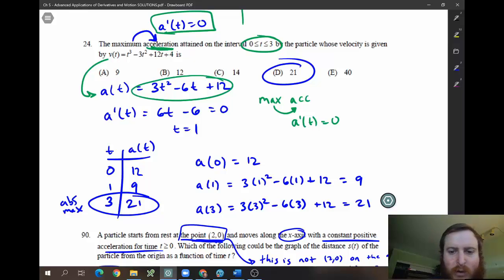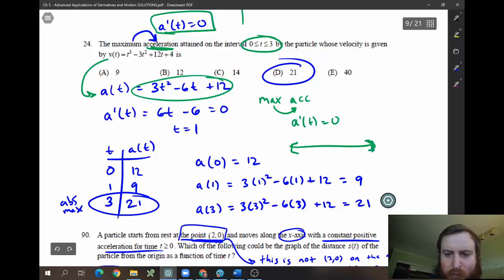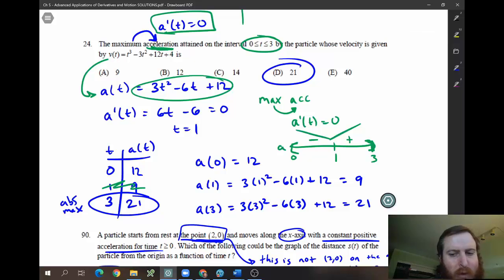Now, if you want to, you could do that shortcut I was talking about earlier. Between 0 and 3 for a prime, our critical point was at 1. So like 0.5, 6 times 0.5 is 3, 3 minus 6 is a negative. And say 2, 6 times 2 is 12, 12 minus 6 is a positive. So we could actually get rid of 1 and only plug in 0 and 3. Okay, so that's kind of how that works.